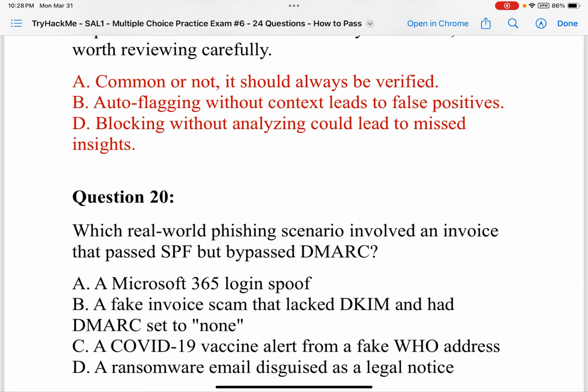Which real-world phishing scenario involved an invoice that passed SPF but bypassed DMARC? A. A Microsoft 365 login spoof. B. A fake invoice scam that lacked DKIM and had DMARC set to none. Or C. A COVID-19 vaccine alert from a fake WHO address. Or D. A ransomware email disguised as a legal notice.